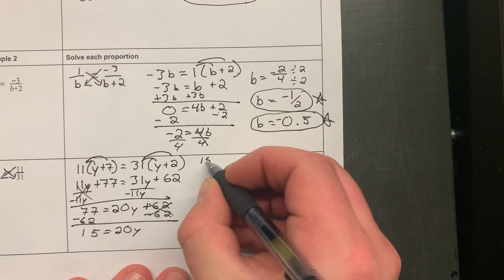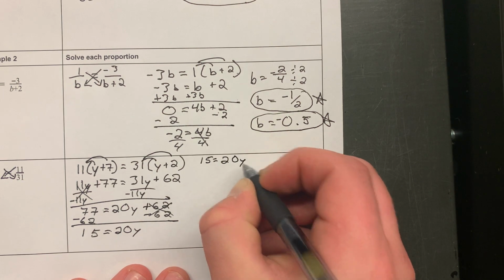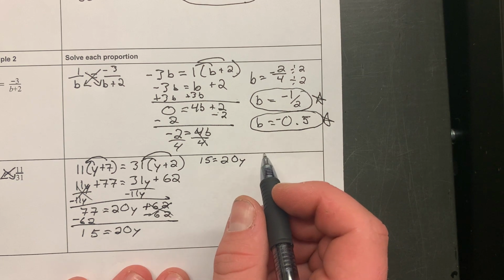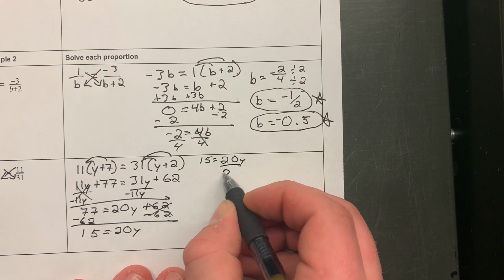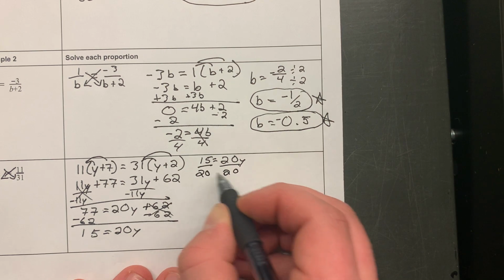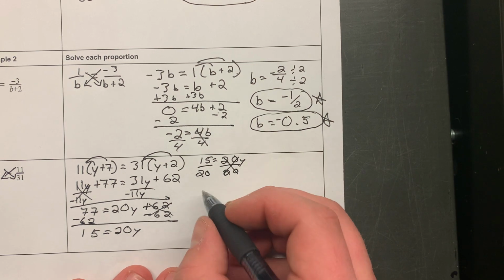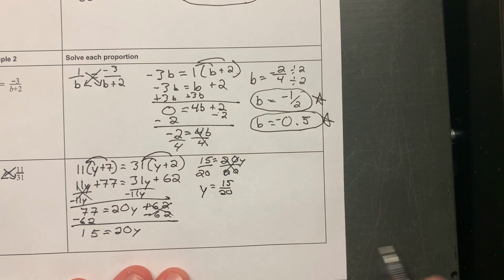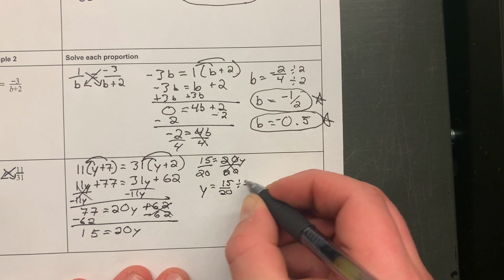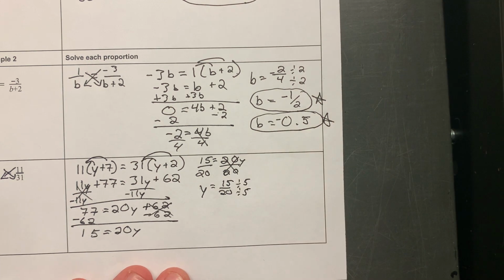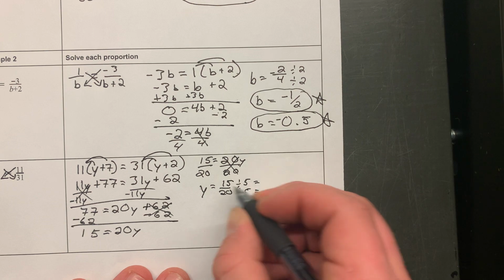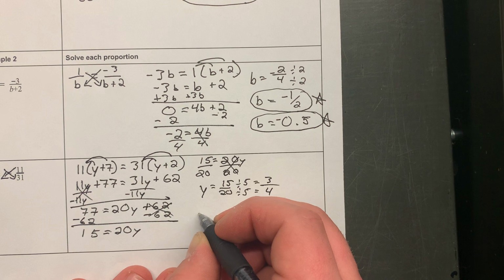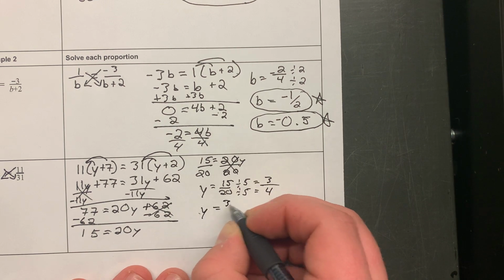My next step here, after I rewrite the problem, is that I have 20 times y, so I have to do the opposite of multiplication, which is division. These cancel out. I'm left with y equals 15 over 20. I can simplify this by dividing the top and the bottom by 5. I see that they're both divisible by 5, and I know 15 divided by 5 gives me 3, and 20 divided by 5 gives me 4. I can have this as y equals 3/4.